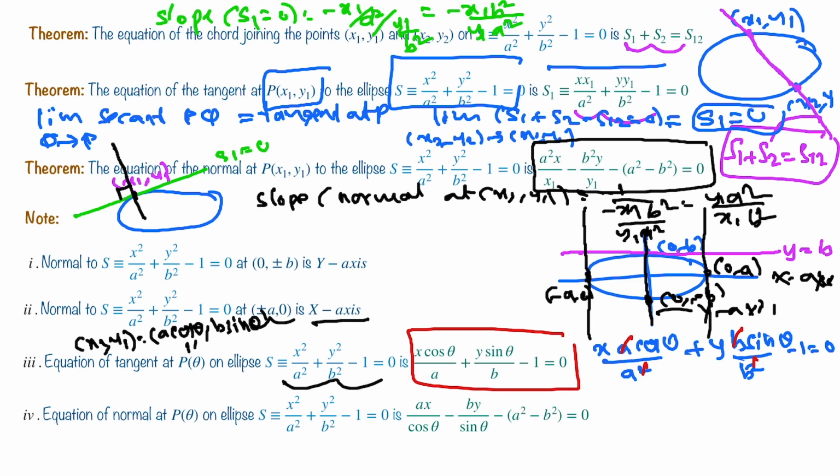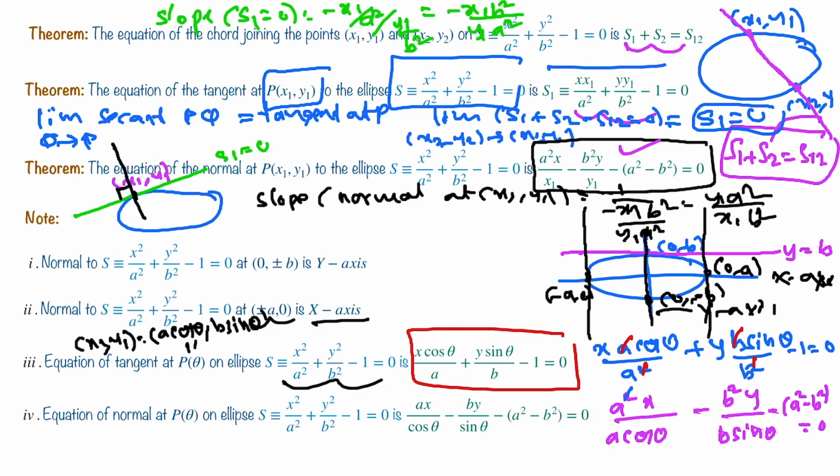Similarly, the equation of the normal at a point p of theta in parametric form on this ellipse S equal 0, which is x square by a square plus y square by b square minus 1 equal 0, is ax by cos theta minus by by sin theta minus of a square minus b square equal 0. Again, you simply write down this line equation for x1 equal to a cos theta, y1 equal to b sin theta. What do you get here? a square x by, what is x1? a cos theta, minus b square y by, what is y1? b sin theta, minus of a square minus b square equal to 0.